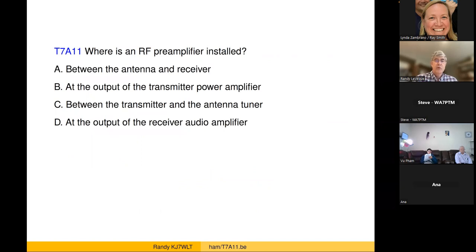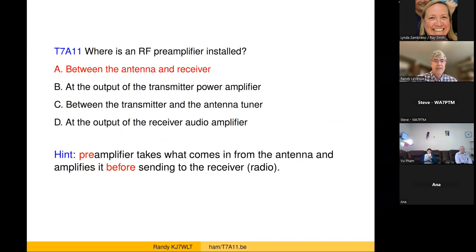Where is an RF preamplifier installed? So a preamplifier is like an amplifier, but pre sort of gives us a hint that it's doing something before it reaches the main device. And so the answer is that it's between the antenna and the receiver. So it takes the signal that's coming in from your antenna, and before passing it into your receiver, which tries to amplify the signal itself, it's doing some additional pre-amplification. So before sending it to the receiver, it amplifies it a little bit more and can increase your ability to hear weak signals, for example. So the radio frequency preamplifier is before the receiver, which has its own amplifier.